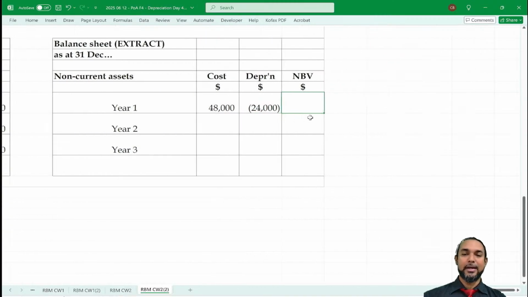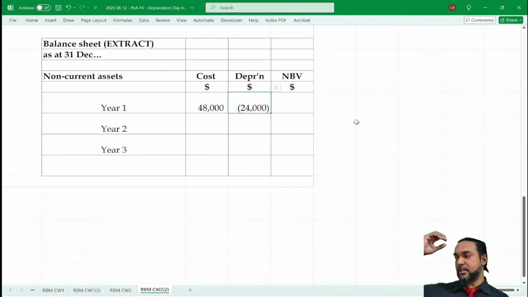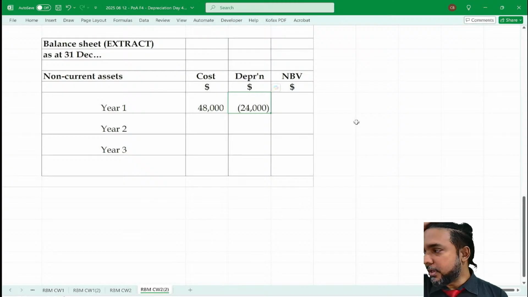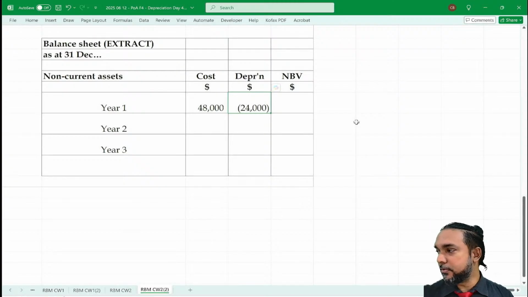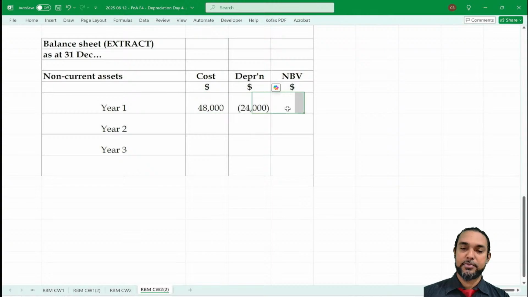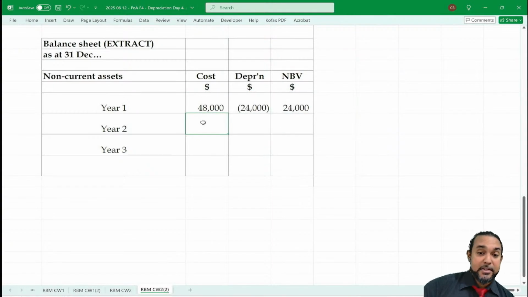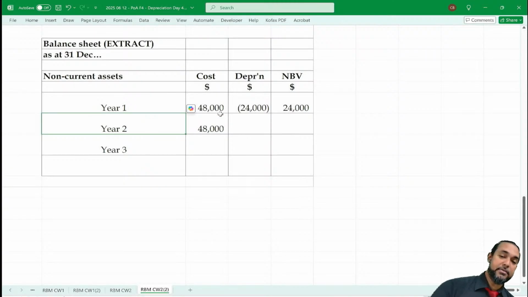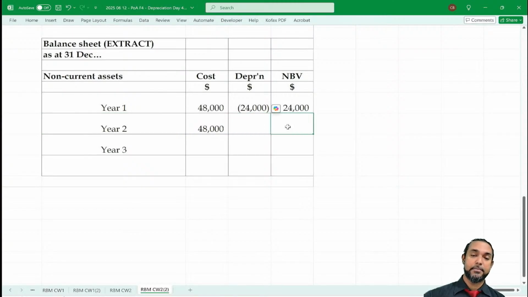Now, again, I like to use brackets to remind myself, hey, I'm subtracting something. This is depreciation, or in Principles of Accounts, POA, provision for depreciation. And what we do is subtract: 48 minus 24 is 24. Now, in year two, the cost is still 48, but the depreciation balance is now different. We added 12 to it. So if you check your T account, in year two the balance carried down is 36. So you're going to put that here and then subtract.